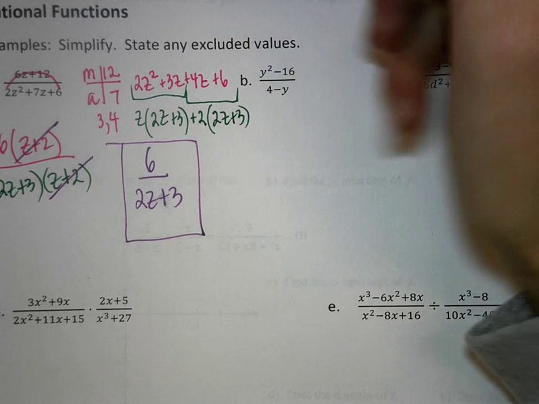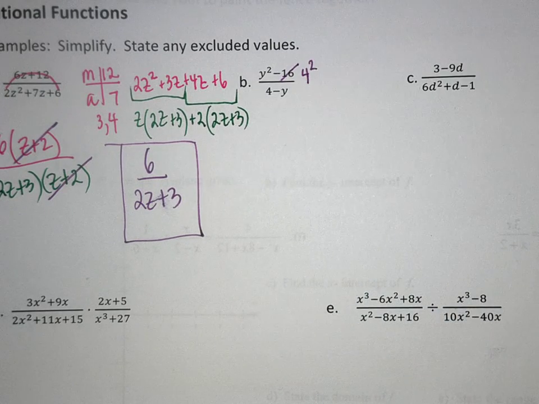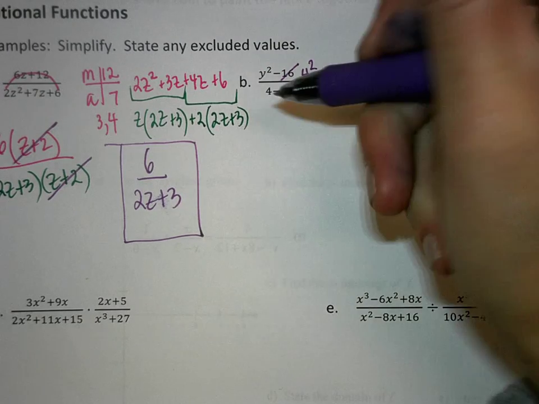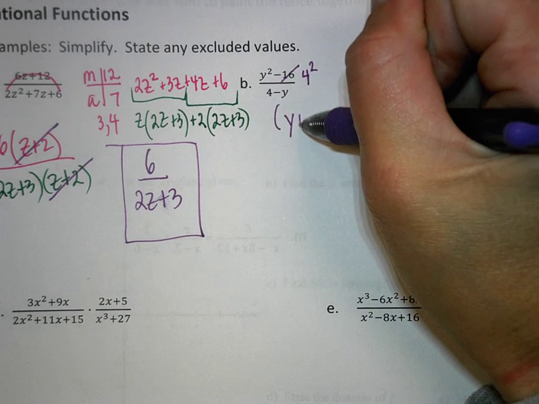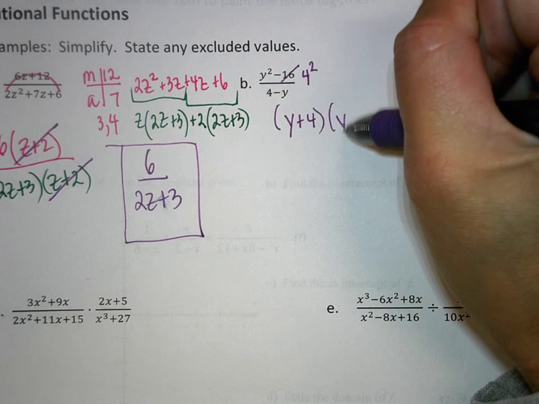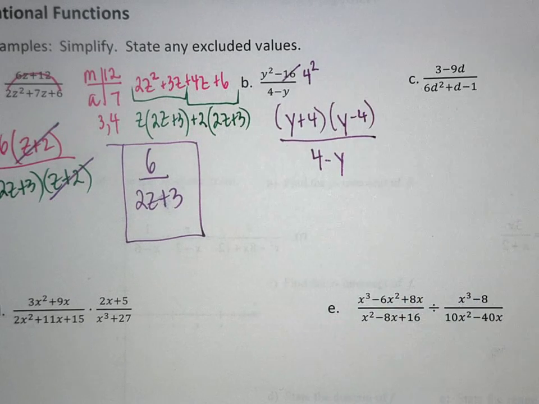Okay, B. Can the top be factored? Good, difference of squares, because 16 is really 4 squared. So when I factor, I get what on the top? Good. Now, in the denominator, are these the same?